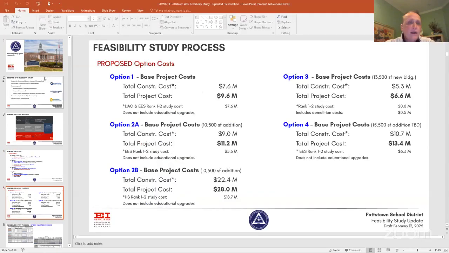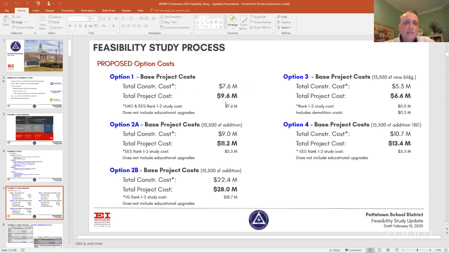So we started getting into the cost here. As you can see, we were looking at this many different ways. You can see the base cost versus the total project cost. The total construction cost, just as a refresher, is just pure construction. We typically put a multiplier on that because there are a lot of soft costs involved with that.